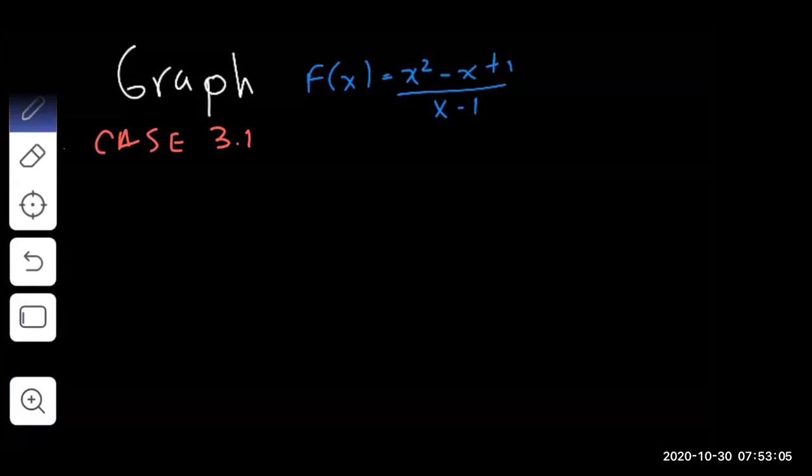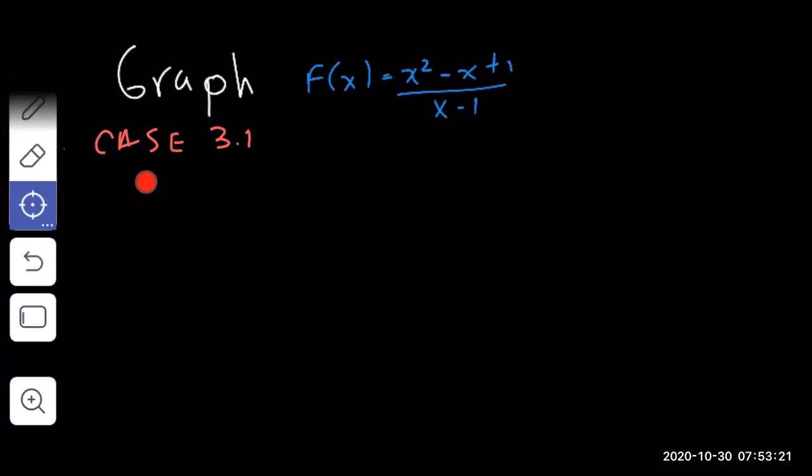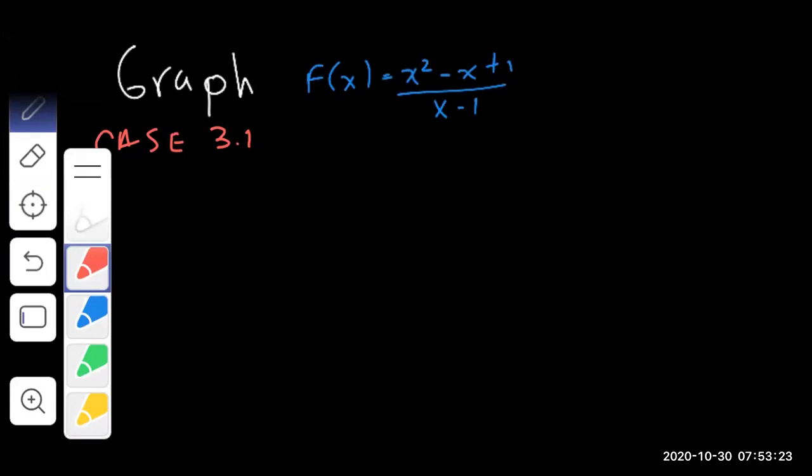Because the numerator is greater than the denominator. By how many units is this numerator greater than this? One unit. This is x squared and this is 1. The difference between them is just 1. 2 minus 1 is 1. Excellent. That's why we call this case 3.1. Thank you, that was helpful, guys.